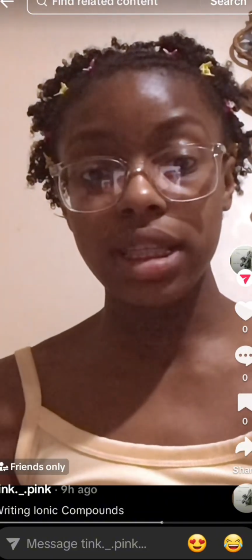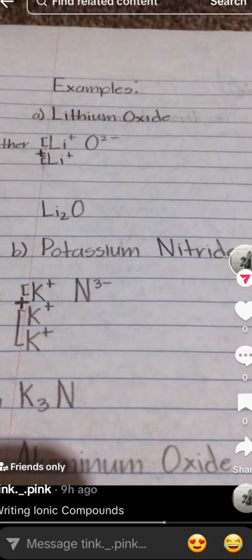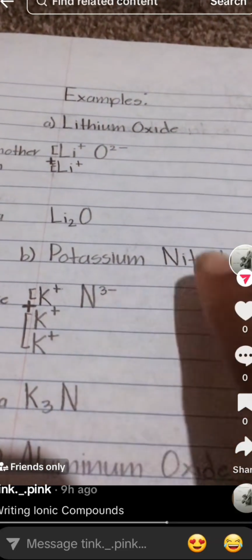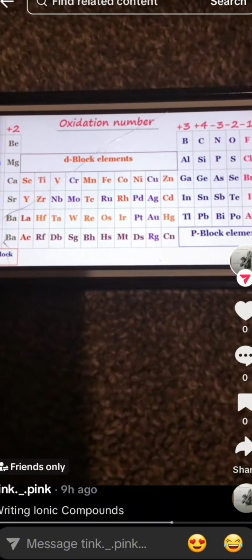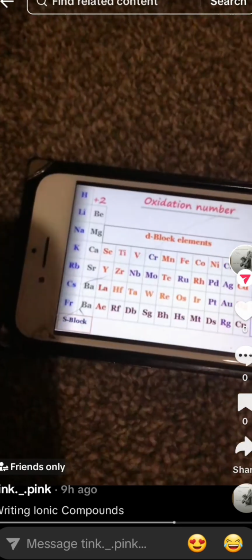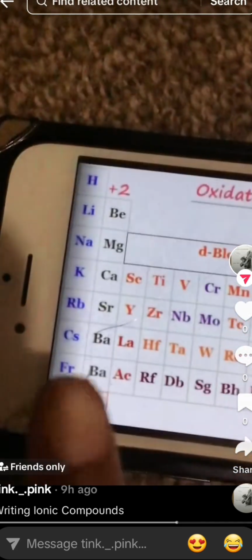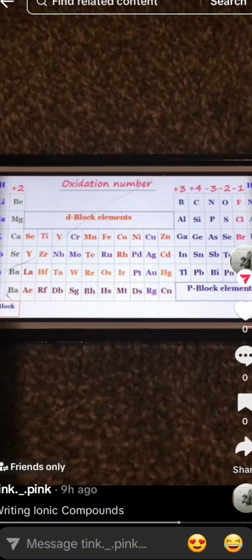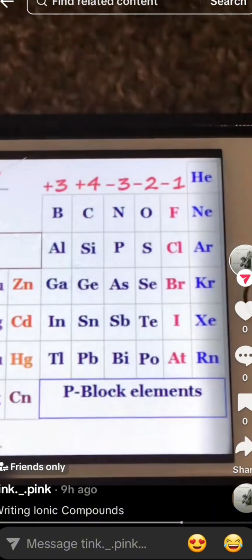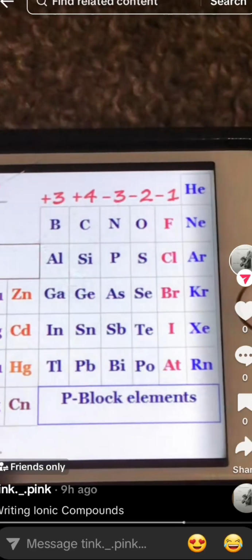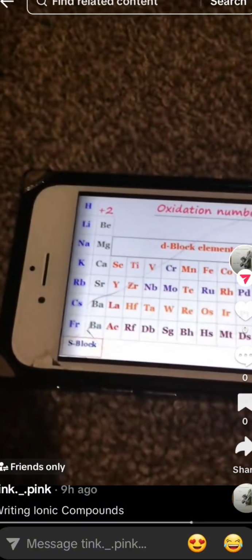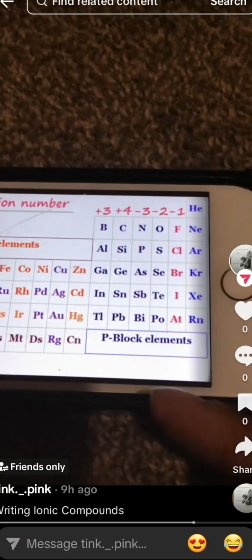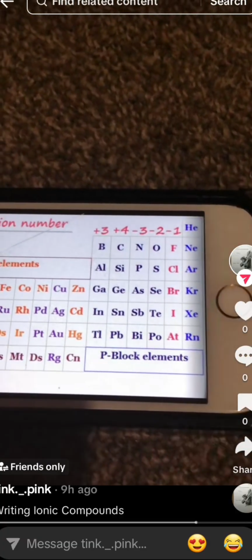So now I'm going to show you an example and I'm going to walk you through it. So we're going to look at potassium nitride. So let's go to our periodic table and find potassium and nitrogen. So we can see that potassium is right there. It's the letter K. And we can see that nitrogen is right over here under the -3. So the group for potassium, except for hydrogen, is +1 oxidation. And the group for nitrogen has an oxidation number of -3.